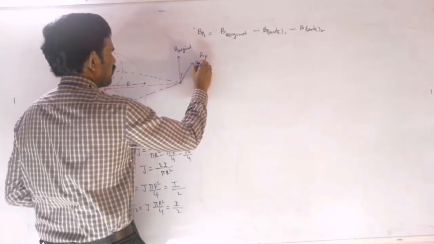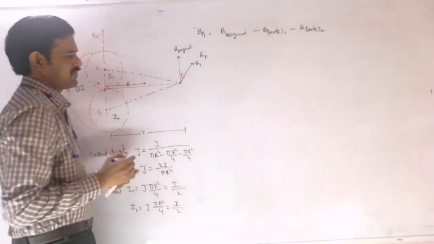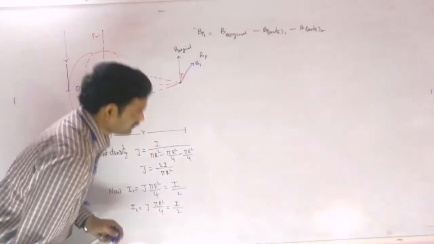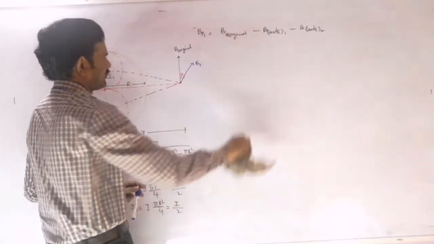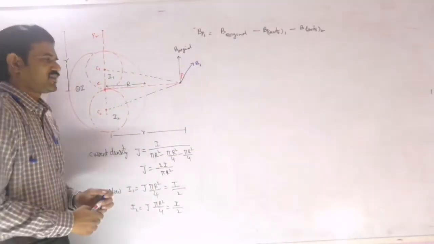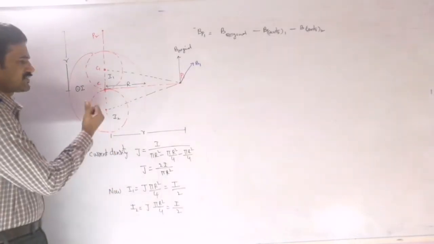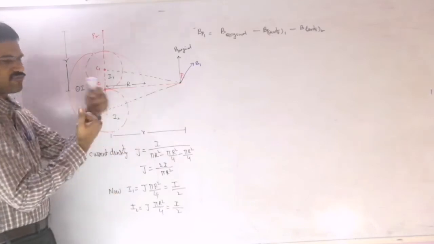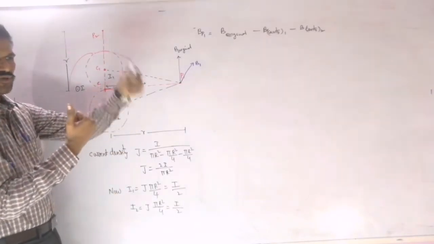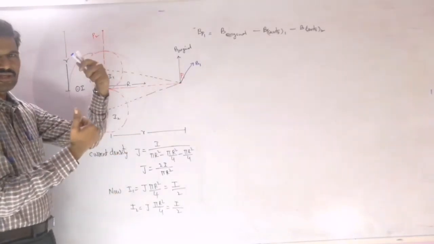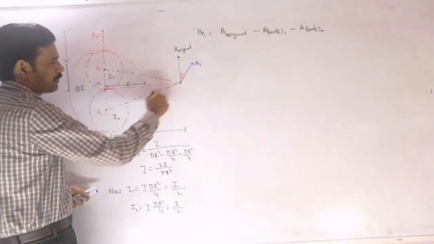This is B1 I am taking. B1 means magnetic field due to this cavity, right? So that is our B1 value. And next, similarly identify the magnetic field due to this I2. Magnetic field due to this I2 is, again the same, current is flowing out of the plane here, so here also the tangent will be in the upward direction, in the sense perpendicular to this.